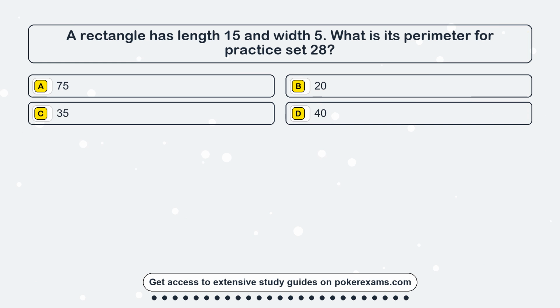Question 17. A rectangle has length 15 and width 5. What is its perimeter for practice set 28? Option A, 75. Option B, 20. Option C, 35. Option D, 40.